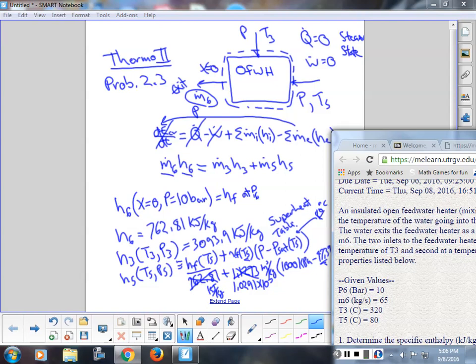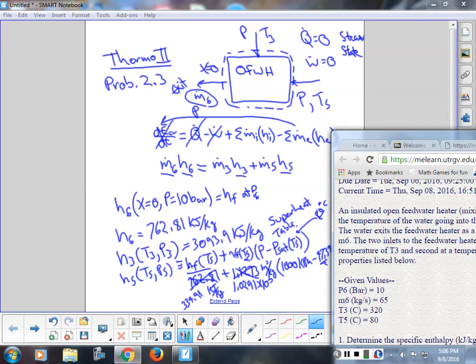And this should be the saturated liquid enthalpy at T5, which at 80 degrees, so this is table A2, is 334.91. So that's my H5. So now I've got H3, H5. Of course, I've got cubic meter per kilogram times kPa, and you can work out the units, but that will be equivalent to kilojoules per kilogram. So I get a number for that. Now I have all the H's.